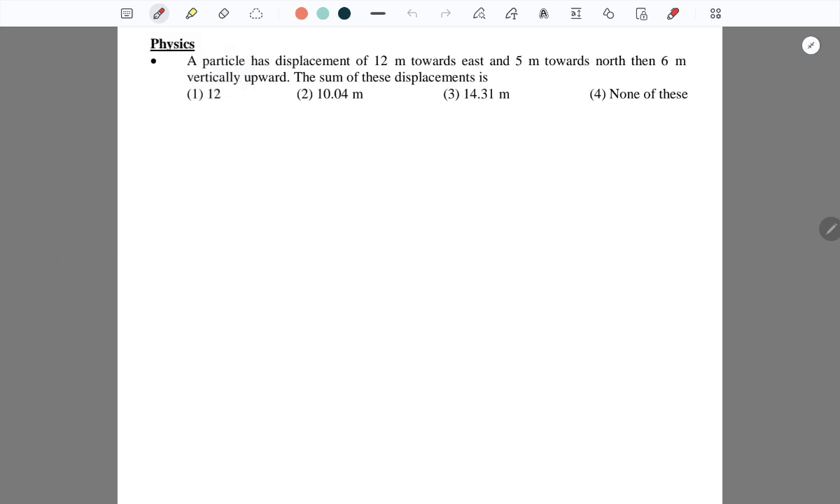A particle has displaced 12 meters towards east. So if this is the particle, it is moving 12 meters towards the east and 5 meters towards north, and then 6 meters vertically up. I am putting a dotted line, meaning it is coming out of the plane of the board. So this is how the question is.